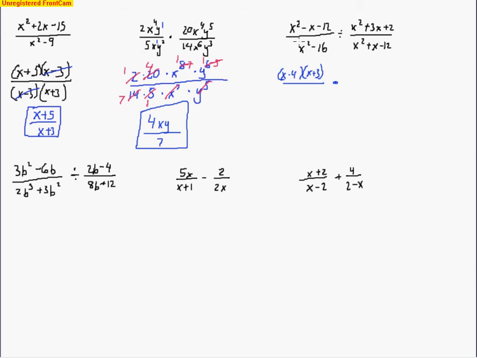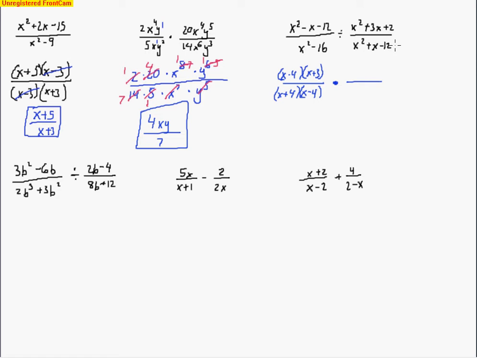Here I see a difference of squares. So whenever you have a binomial, the only way it will factor is if it is a difference of squares. So x squared is a perfect square, 16 is a perfect square. So it's going to factor to an x plus 4 and an x minus 4. Now I'm multiplying by the reciprocal.